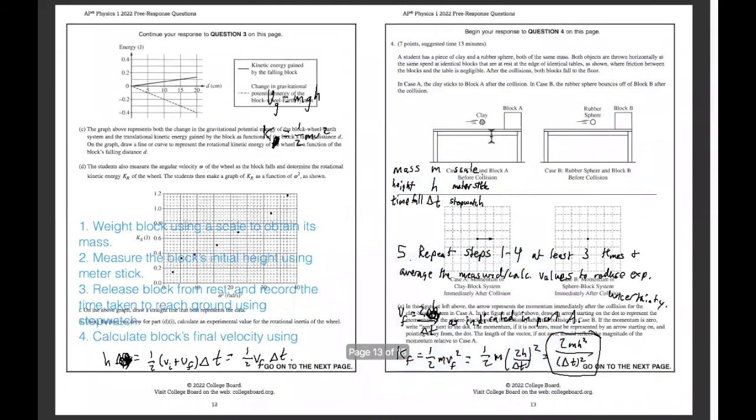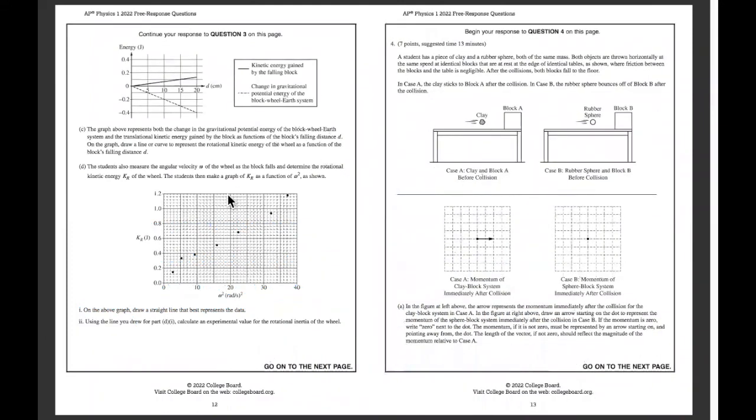All right, moving on over to the next page. The graph represents the change in gravitational potential energy and the translational kinetic energy. On the graph, draw a line or curve to represent the rotational kinetic energy.